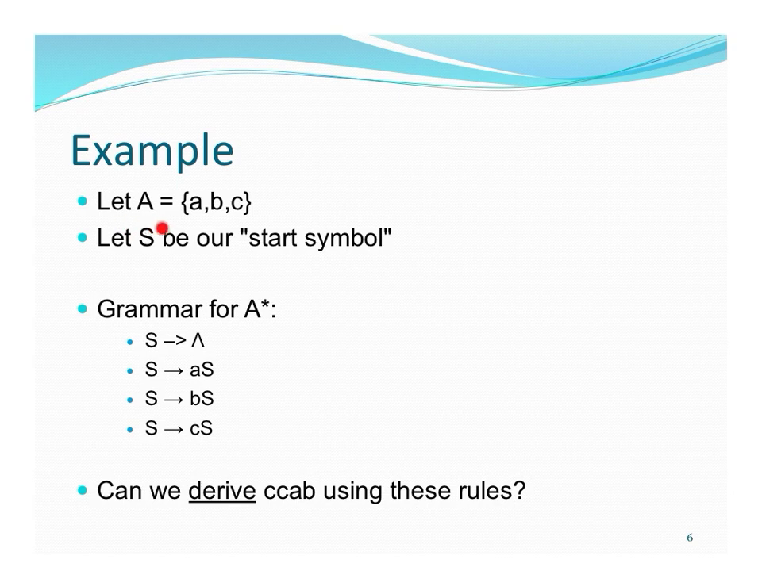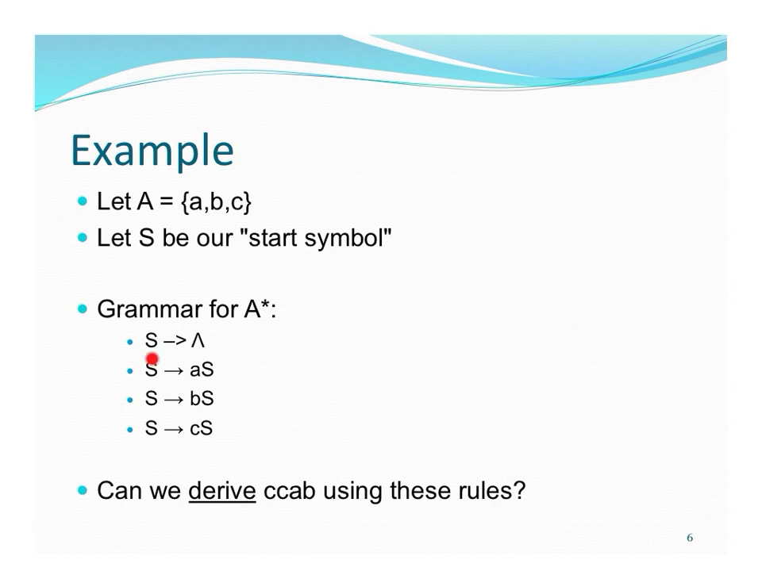So let's let A be the alphabet consisting of the symbols a, b, and c. And we're going to say S is our start symbol. So here's a grammar for A star, keeping in mind that A star, remember, is the set of all strings over this alphabet, right? So anything we can come up with.